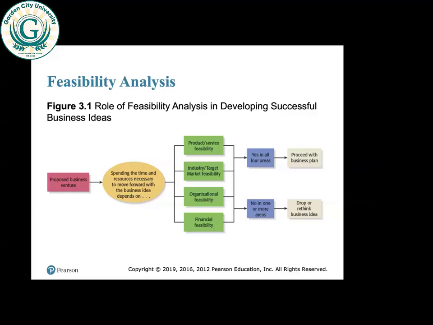Number three question on the financial feasibility: what will be the projected income statement? Meaning, can this business make me profit?